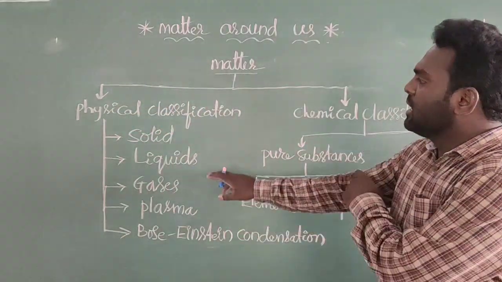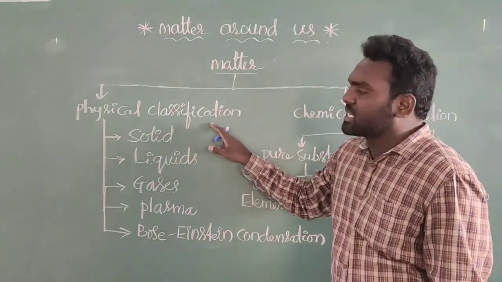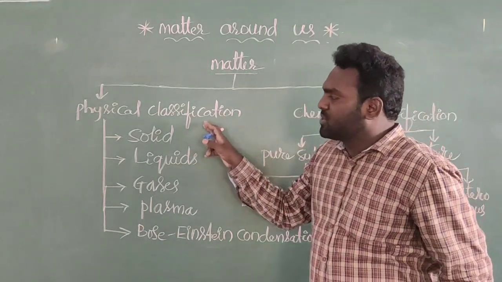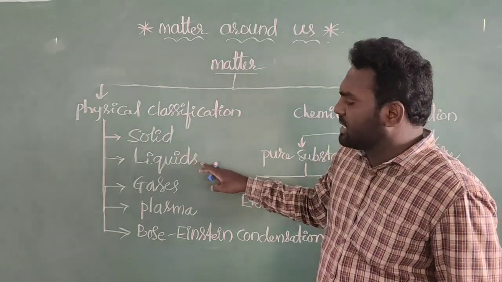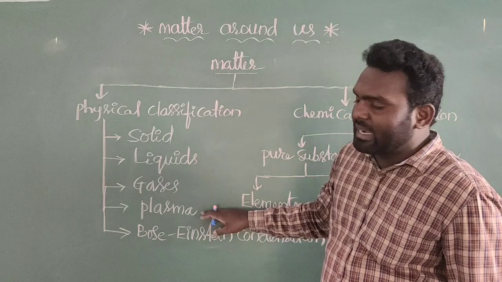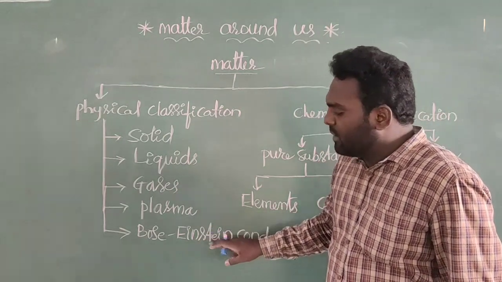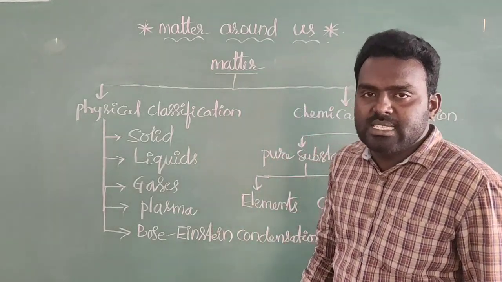Once again, generally these matters are mainly classified into two types: a physical classification and a chemical classification. In the physical classification, the first is solids, the second is liquids, the third is gases, the fourth state of matter is plasma, and the fifth state of matter is Bose-Einstein condensation.